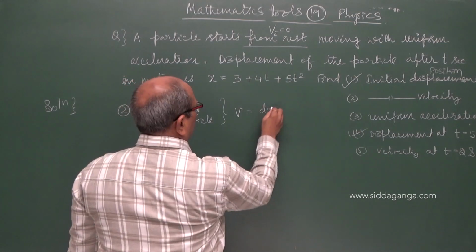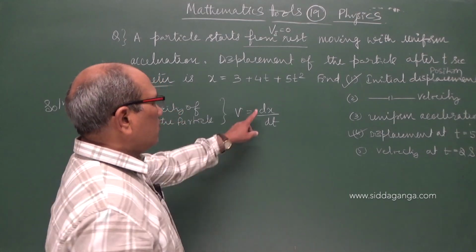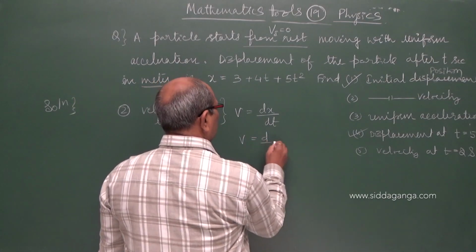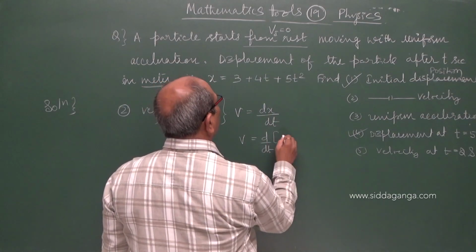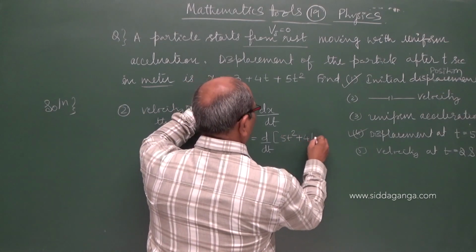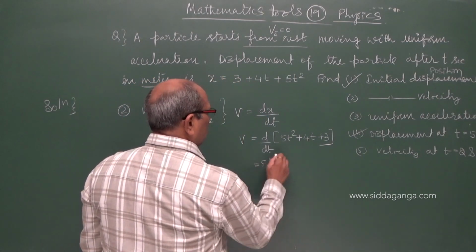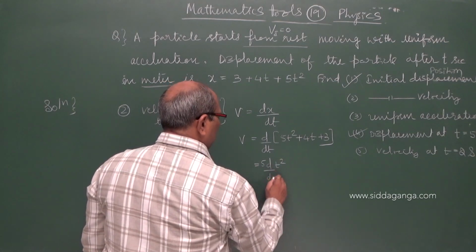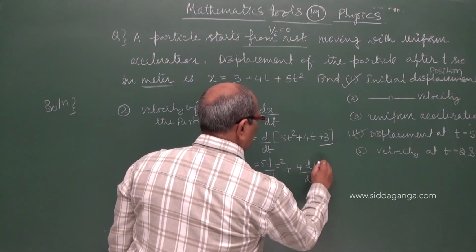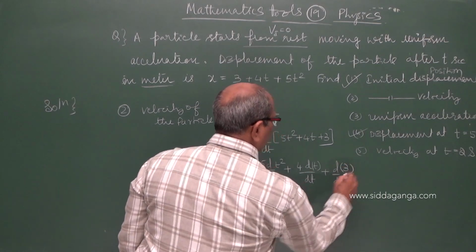V is equal to dx by dt. So the differentiation of x, which is 5t square plus 4t plus 3. Separate it: 5 bring out d t square by dt, plus 4 into dt by dt, plus d by dt of 3.